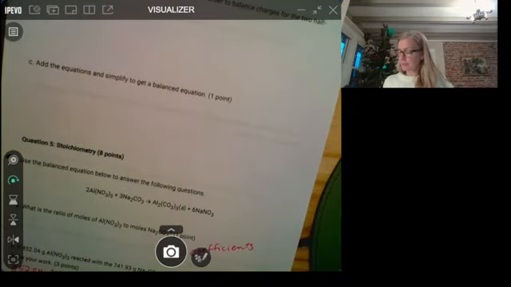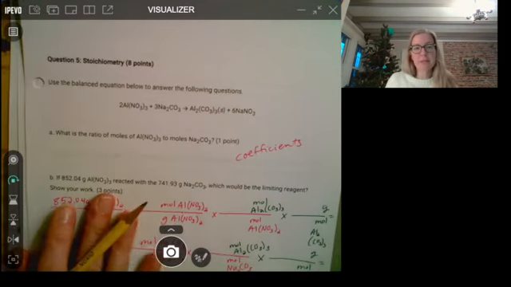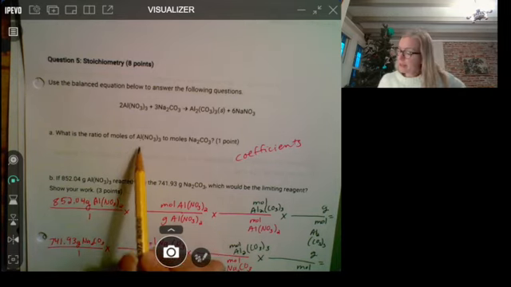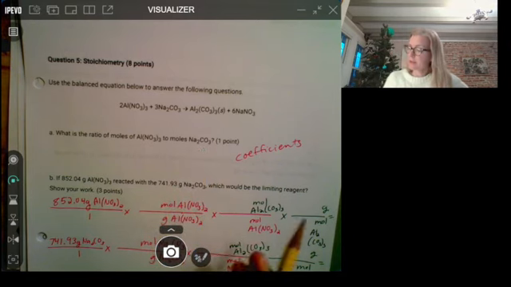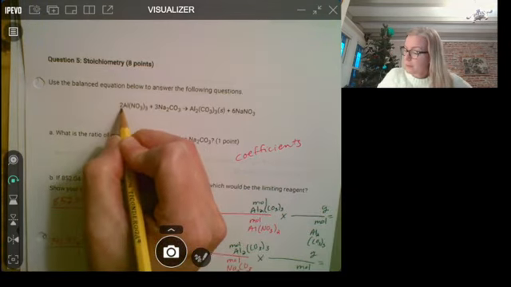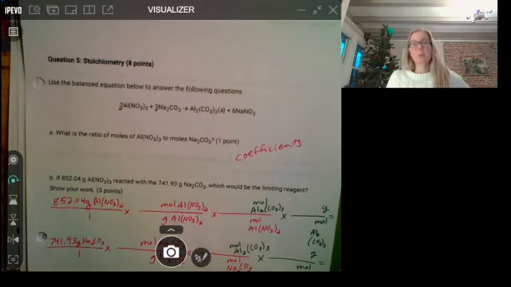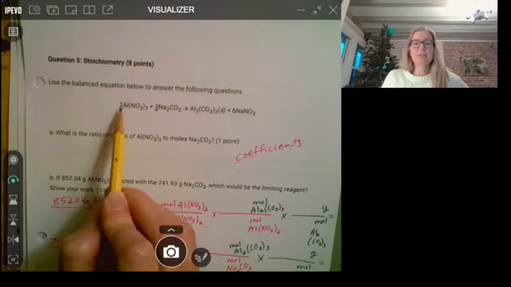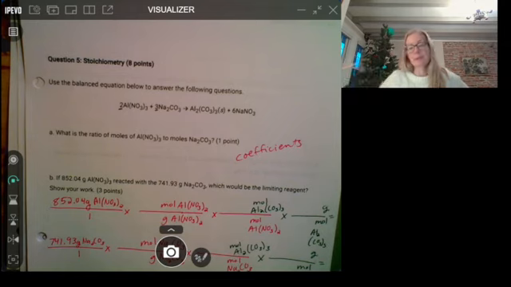And that's it. Okay. Question 5, stoichiometry, my favorite. Okay, so part A, what is the mole ratio? What is the ratio of moles of AlNO3 to moles of Na2CO3? So there you just look at the coefficients, okay? Moles is a numerical unit, okay? So for every 2 moles of this, you need 3 moles of this. Just like for every 2 dozen of these, you need 3 dozen of these. A mole is like a dozen. It's just more things, okay? So it's a 2 to 3 ratio.